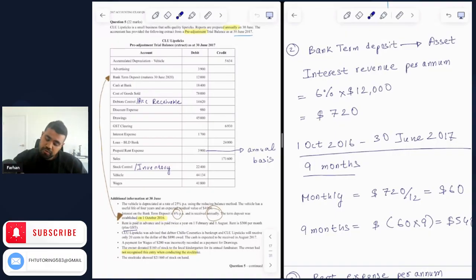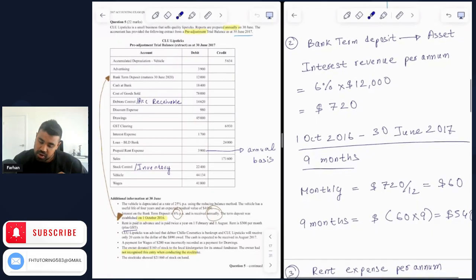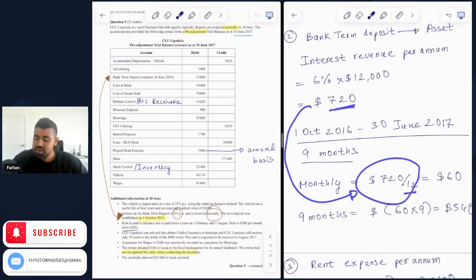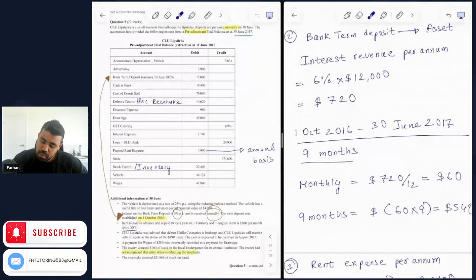Okay, so how do we find the monthly interest? If we know the interest revenue per annum is 720, then the monthly interest revenue can be easily calculated by dividing the annual 720 by 12, and we get $60. Now, how much is it for 9 months then? For 9 months, the total is going to be $60 multiplied by 9, which is $540. All right, so how do we record this within the journal space that we're given?